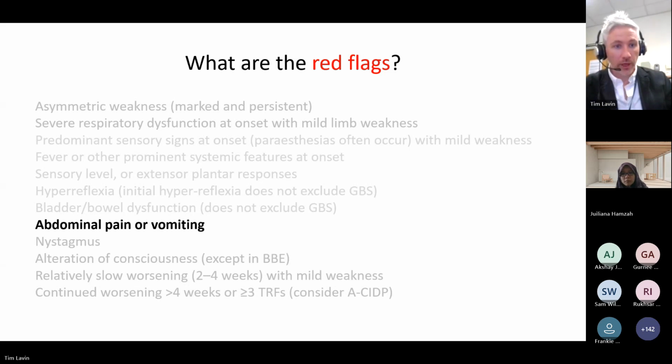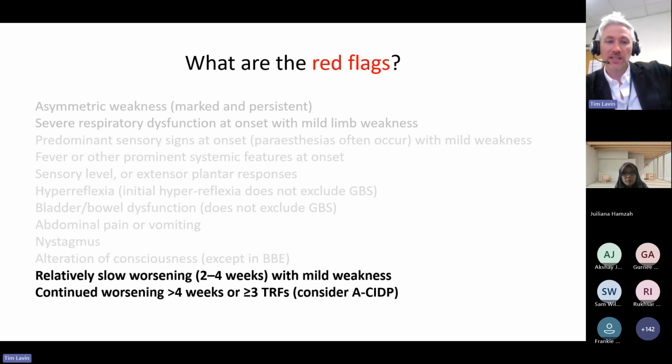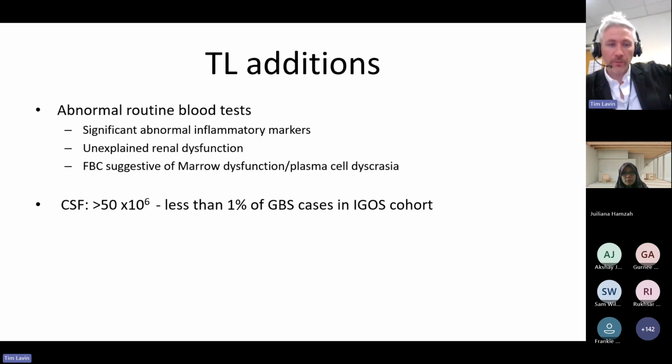So okay, nystagmus obviously suggests a central disease process. Alteration of consciousness often strongly suggests a brainstem disease. Anything which is basically wrong for the time course, anything which is basically longer. Okay. So a few extra things here, which I'm going to come back to in a minute.